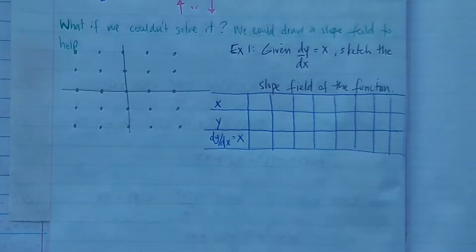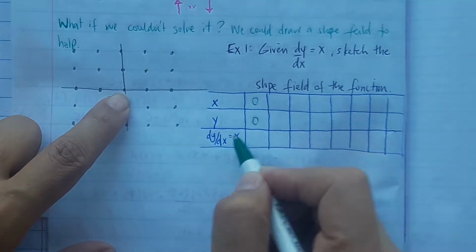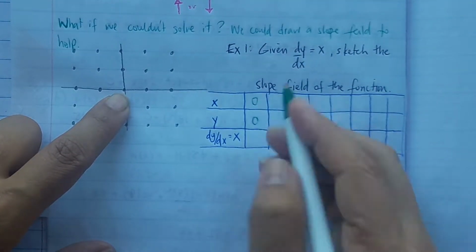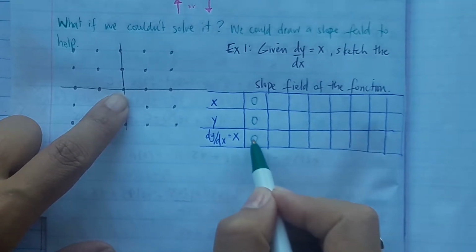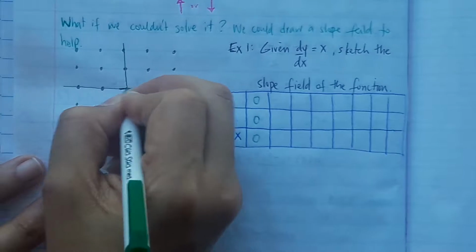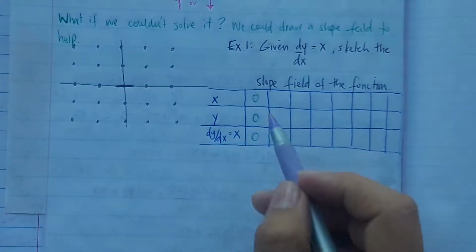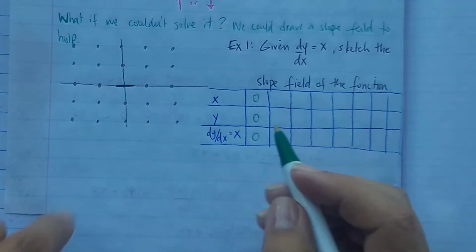So when x is equal to 0 and y is equal to 0, at that point right there, what's dy/dx? Well, dy/dx is x, so it's whatever x is, which is 0. What does a slope of 0 mean? A slope of 0 means it's a horizontal line. What you're going to do is draw a horizontal line just at that point, but not touching anything else. So kind of halfway to the right, halfway to the left.